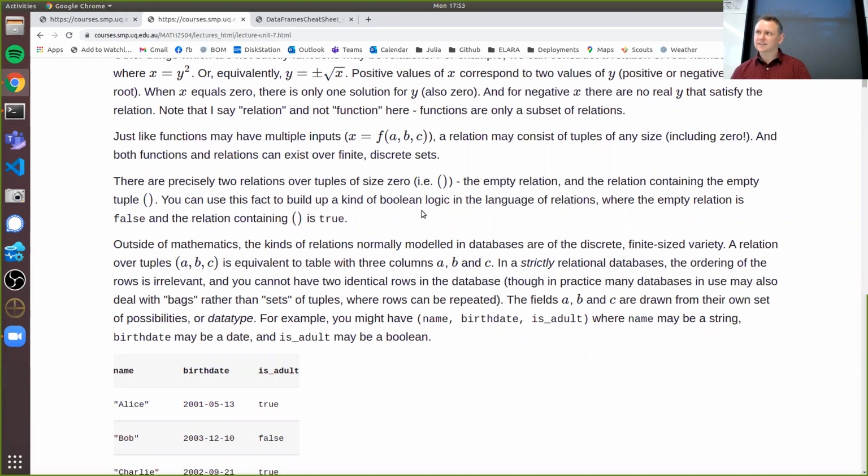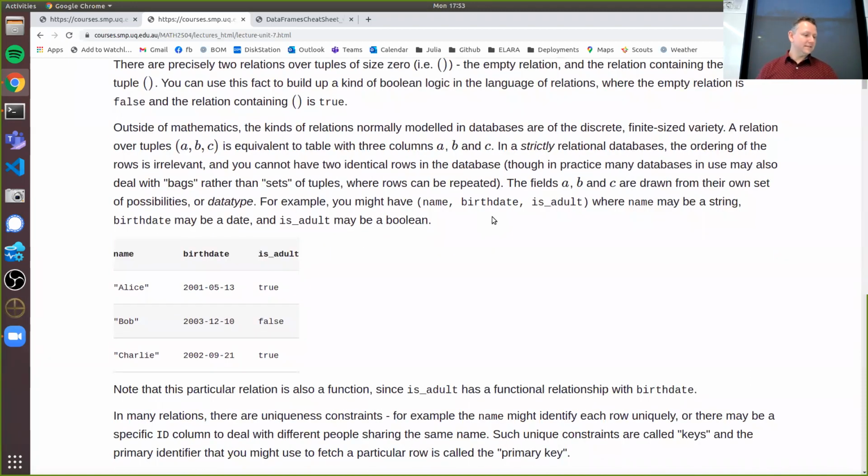A really interesting case to consider is the empty tuple, so the tuple of size 0. There's actually two possible relations in that case. You can have the empty set, or you could have the set containing the empty tuple. So even without defining any other data types, you've already got something non-trivial, where you can, for example, do a kind of Boolean logic with the empty relation being false and true being represented by the relation with an empty tuple in it. But that's a bit of an interesting aside, I think.